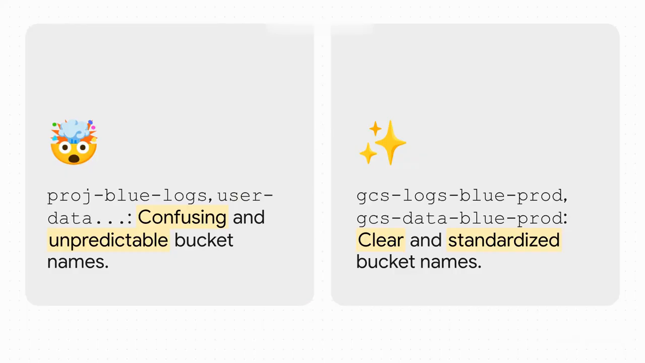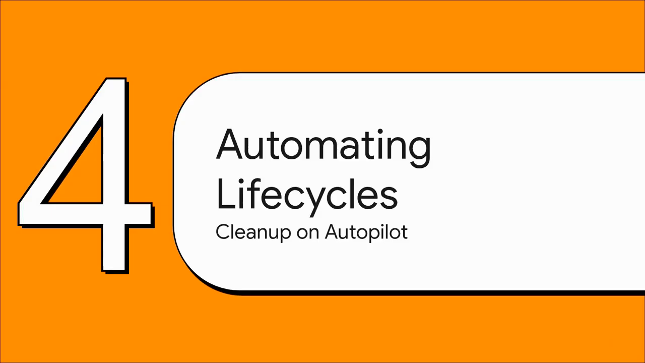Before, you might have 3 or more totally confusing buckets for just one application. What's Blue App Storage Final? Who knows? But afterwards, you have 2 perfectly clear buckets. You know immediately one is for logs, one is for data, and you know exactly what rules are governing them. It's just clean.